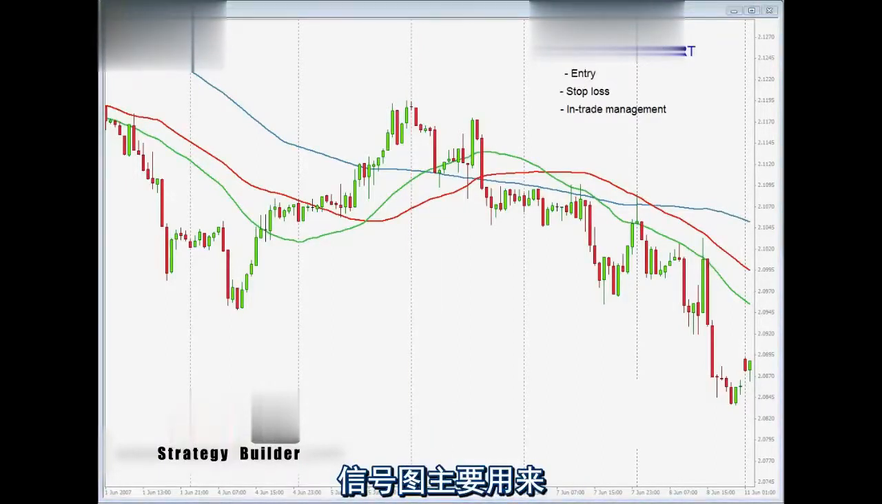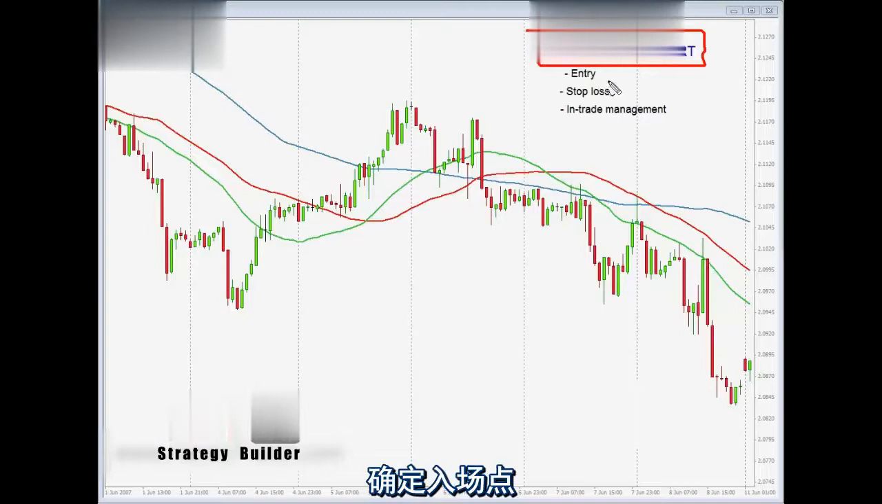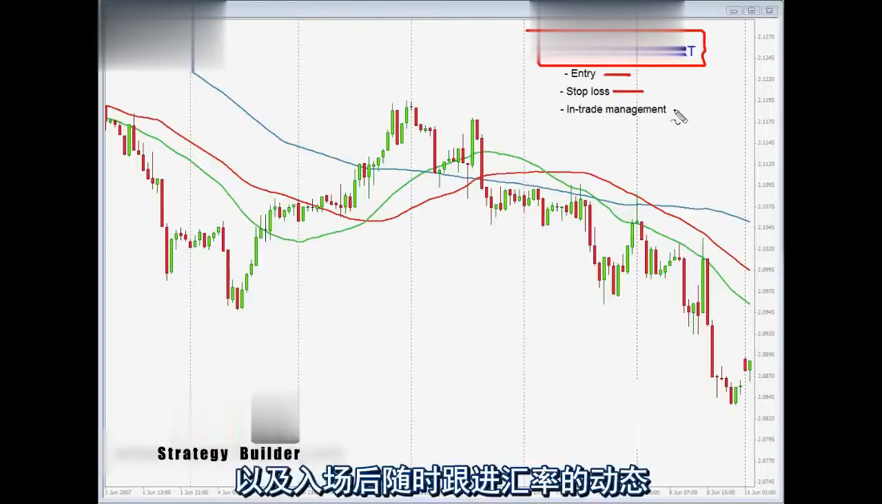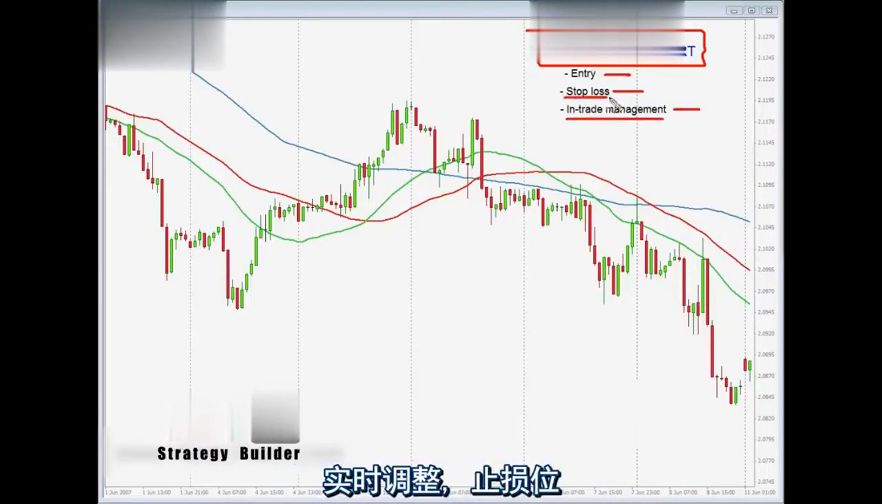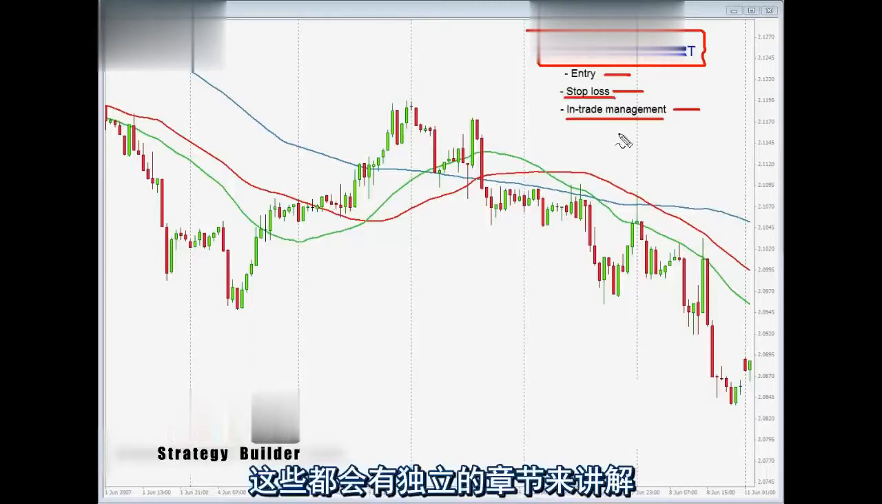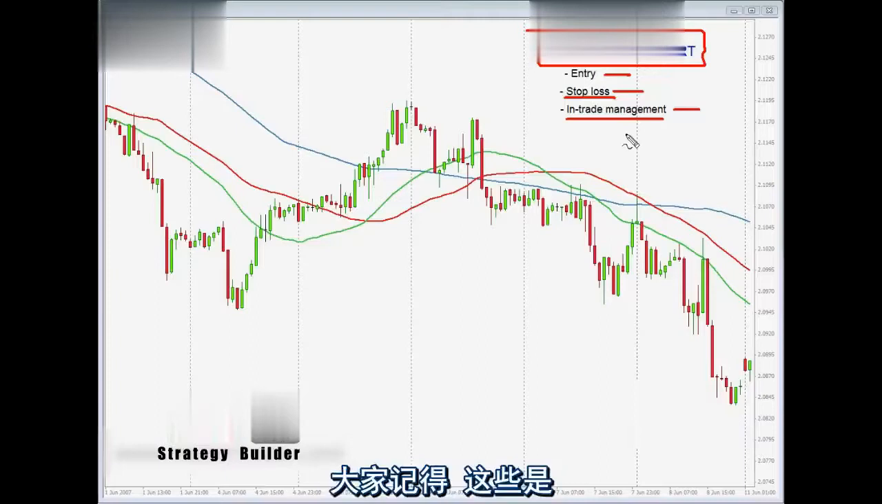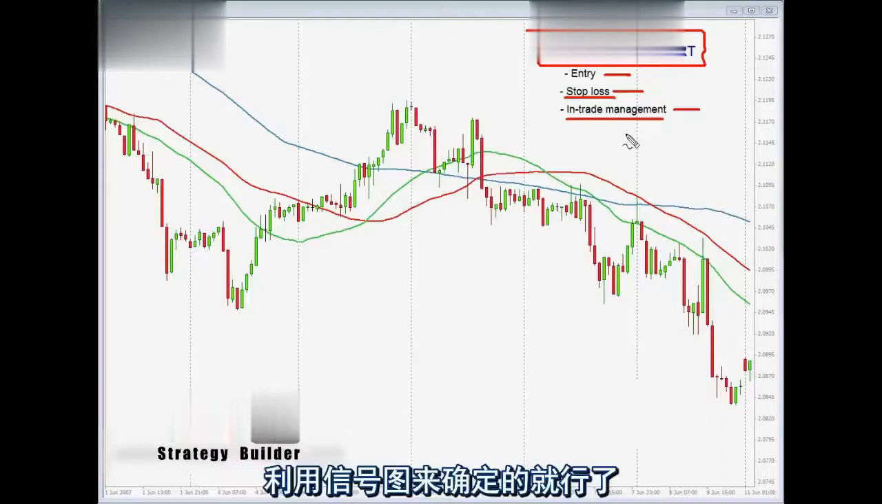In this case, or in any case, I would use the trigger chart to pinpoint my entry, also pinpoint my stop loss, and also to follow price as the trade unfolds in real time, if I took an entry, in order to follow my in-trade management. The in-trade management and the stop loss I explain in their own respective chapters. I'm not going to get into detail on that. I just want you to remember that all of that is based off the 1 hour time frame, in this case the trigger chart.